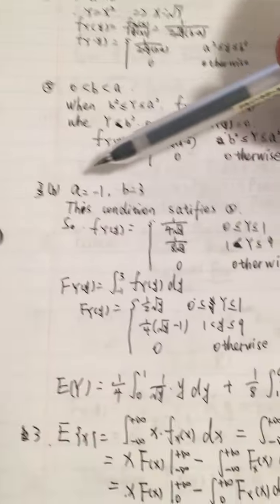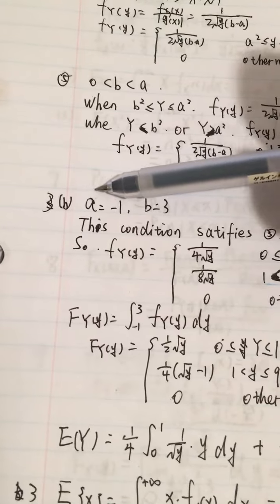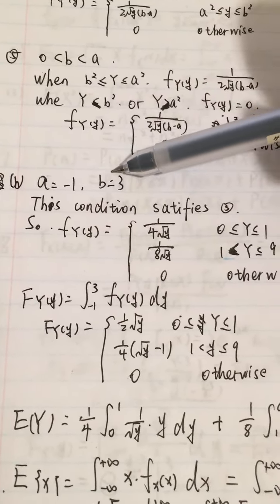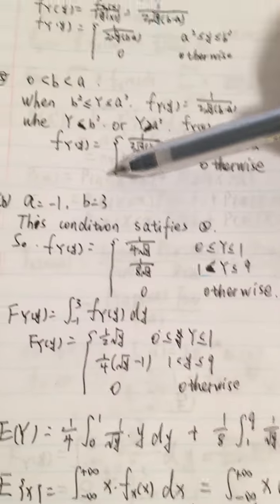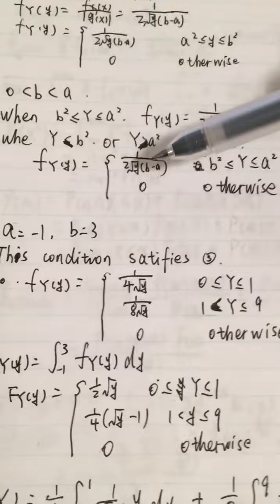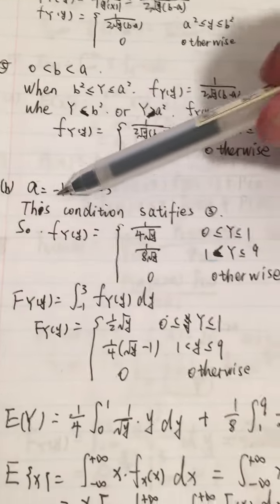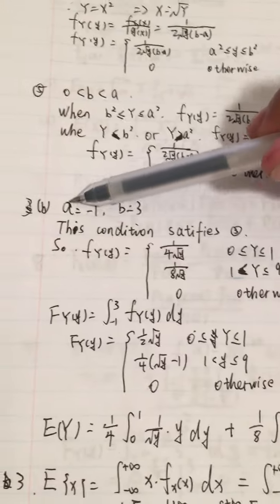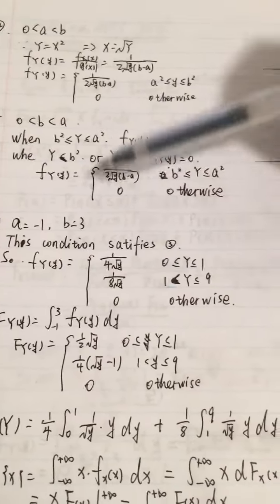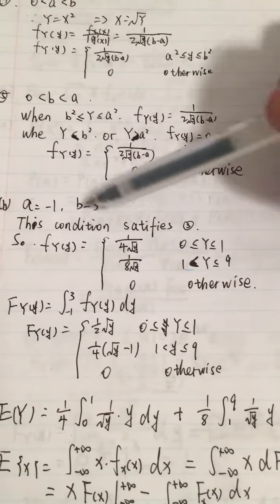And the third question is, when given a equals minus 1, b equals 3, let us find or draw fy of y. So this condition satisfies the above third condition. So fy of y equals this formula.